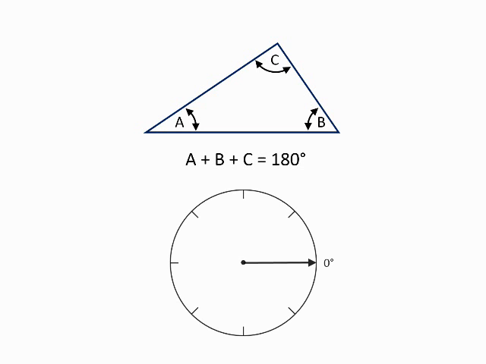Another useful thing to know about triangles is that if you add up their three internal angles, they always sum up to 180 degrees, which is halfway around the circle. Here is a little video demonstration.